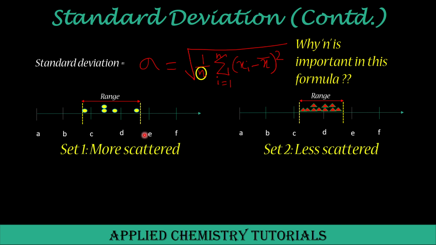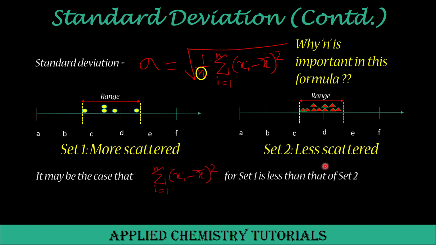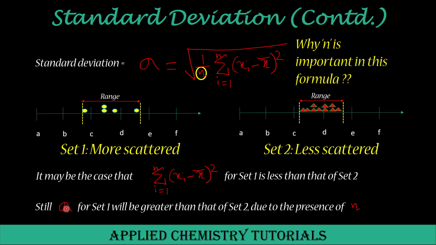From visual inspection we can clearly say that set 1 is more scattered and set 2 is less scattered. But it may be the case sometimes that the summation of i equals 1 to n, (xi minus x bar) square, which is this term, for set 1 is less than that of set 2. So we can have misleading information from this. For this, if we divide this number by n, the number of quantities, then it gives us sigma for set 1 always greater than that of set 2 due to the presence of this n. So the standard deviation is the proper representation of the dispersion.